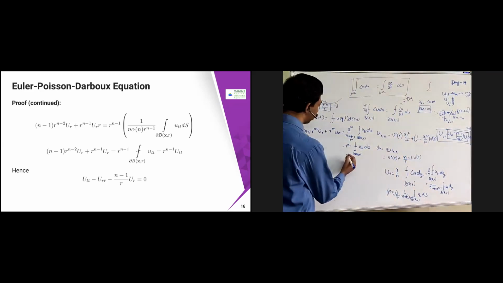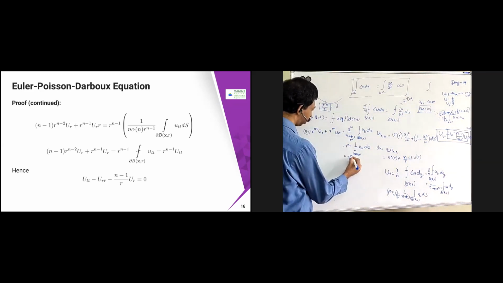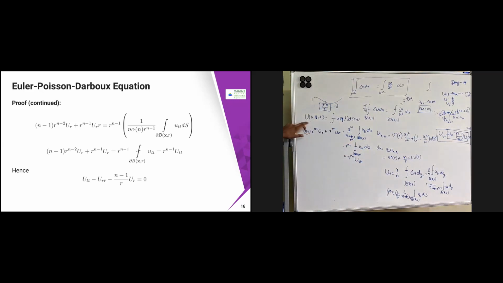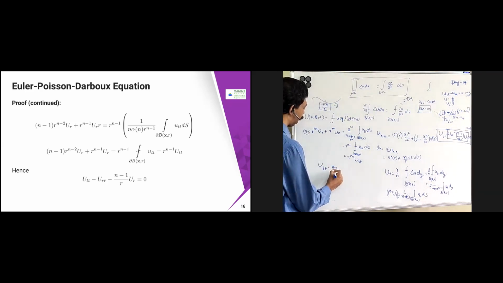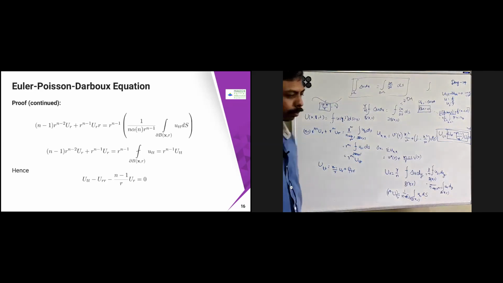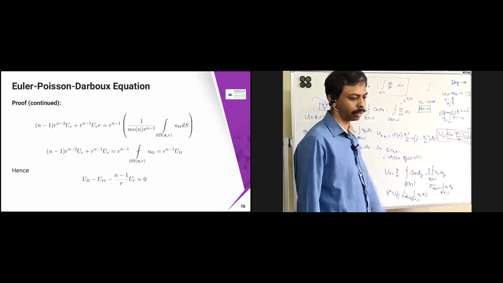But what is this one? If I put u as this one, then this is nothing but UTT, right? r power n minus 1 into UTT. If I substitute here, this is going to become capital UTT. So you can divide by r power n minus 1 throughout. What you will get is that UTT is equal to n minus 1 by r ur plus urr. Correct? So that's what we want, right? Therefore we proved it.